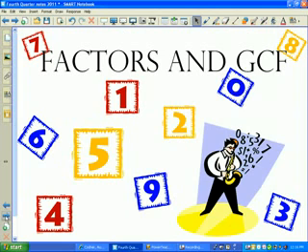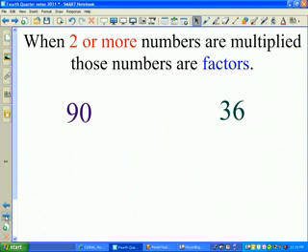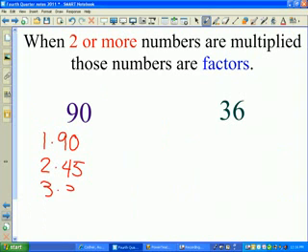So we're going to deal with factors and GCF, which stands for greatest common factor. When 2 or more numbers are multiplied, those numbers are called the factors. For example, for the number 90, I can say 1 times 90. That means 1 and 90 are factors of 90, because when I multiply them, it gives me my solution of 90. Also, I can say 2 and 45. I can also say 3 and 30. I can also say 9 times 10. These are just some examples of factors for 90.